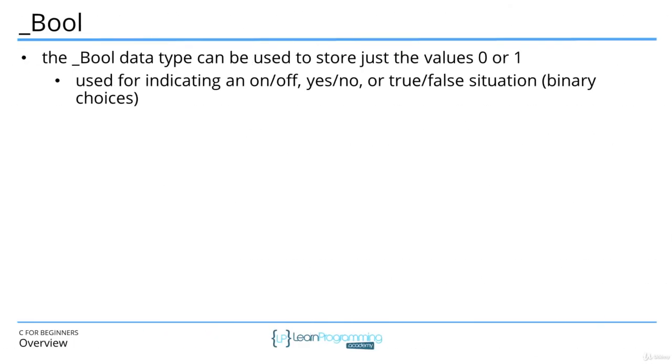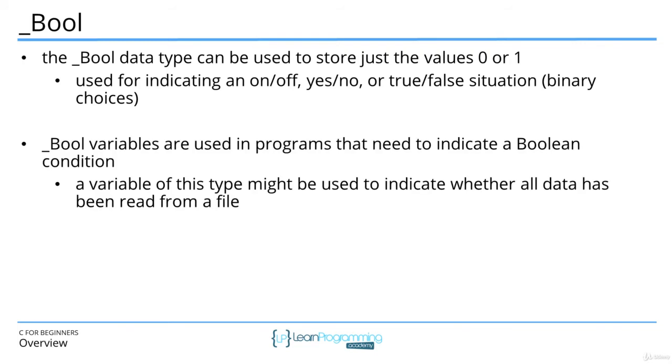_Bool. This is a data type that can be used to store just the values 0 and 1. You'll often hear the term Boolean expression. In Bool, it all means true or false. It's a yes or no, 0 or 1. So it's indicated for binary choices, essentially. And we're going to talk a lot about Booleans and Boolean expressions when we talk about decision statements. Boolean variables are used in programs that need to indicate a Boolean condition, a true or false type of answer. For example, a variable of this type might be used to indicate whether all the data has been read from a file. Yes or no. Has all the data been read from a file?